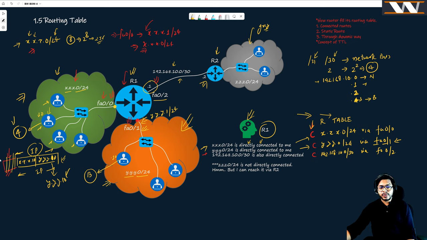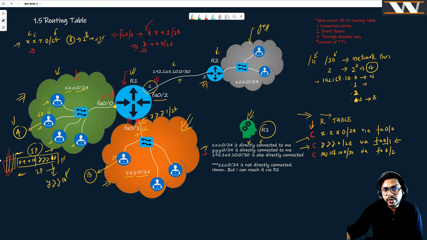But as you all know, it cannot place this IP packet over this white link directly because it's an Ethernet link, and that is where the router is going to do the ARP, right? Very simple. We all know about it.